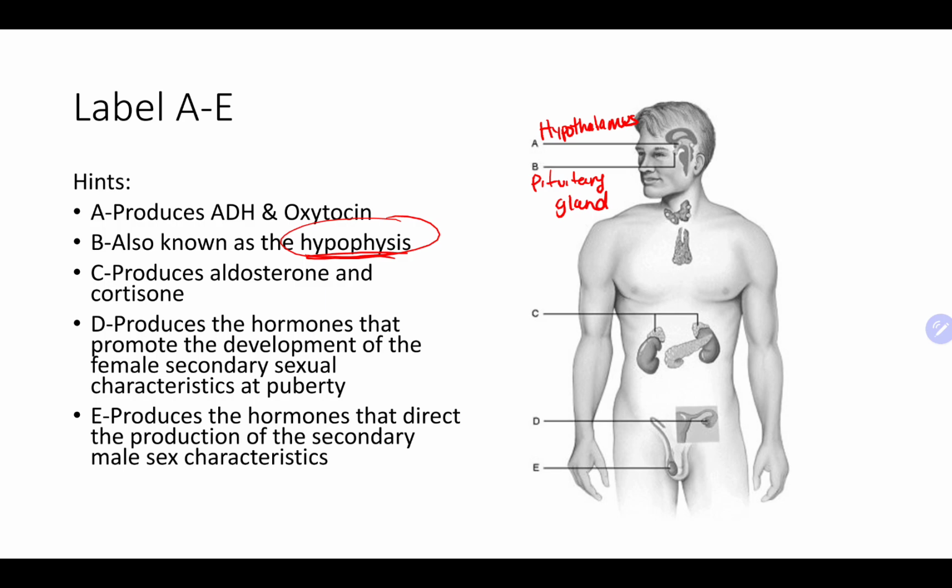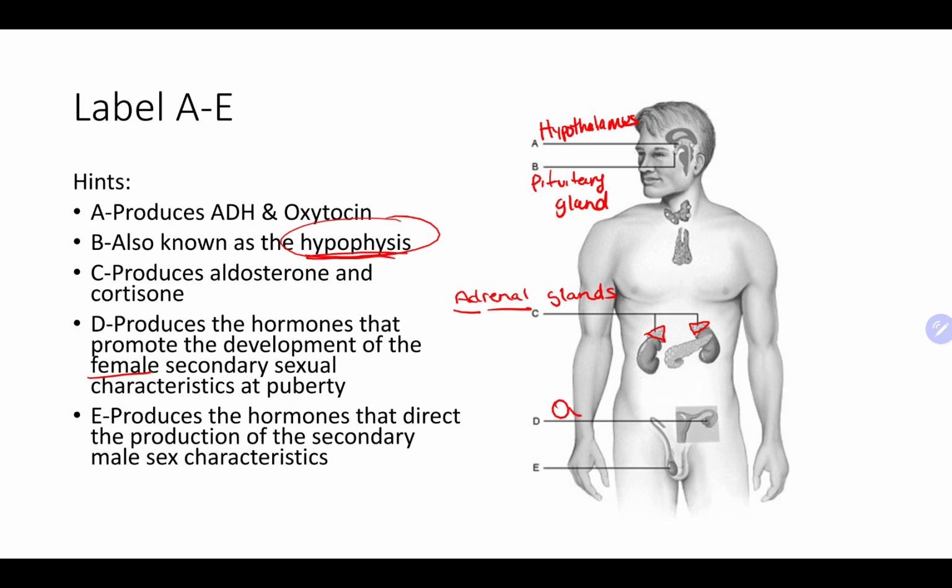And so looking at C, look, these structures are right on top of the kidneys, right on top of the renals, the renal system. So they are adrenal glands. Renal means kidney, ad means on top of. Adrenal glands, okay? So D produces the hormones that promote the development of female secondary sexual characteristics at puberty.